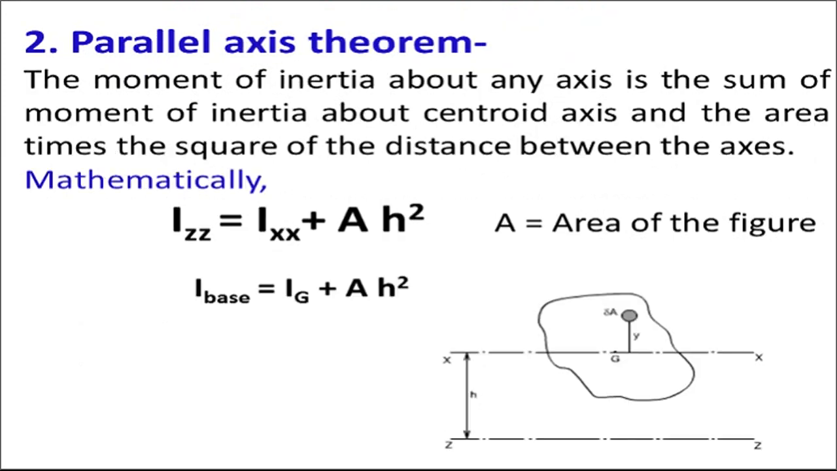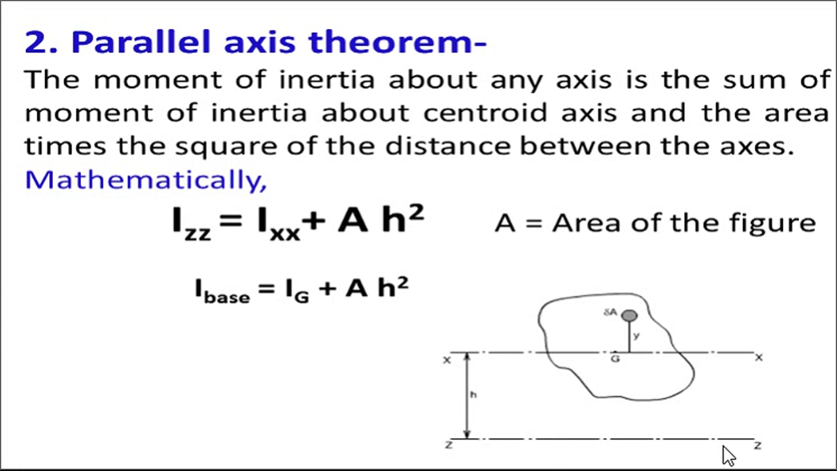Now the next one is the parallel axis theorem. Parallel means what? Here you can see in the figure, one axis is shown as the x axis, another axis is shown as the z axis. Or no need to call it z, you can say line AB, line BC. This is line BC, this is line AB. Here you can see this x axis is passing through G. G means what? Centroid. If I want to calculate the moment of inertia about zz, I am talking about Izz.